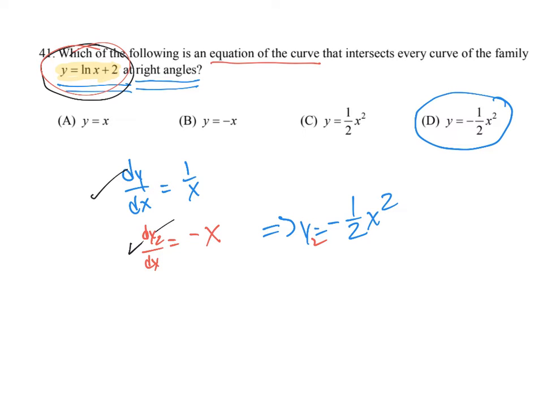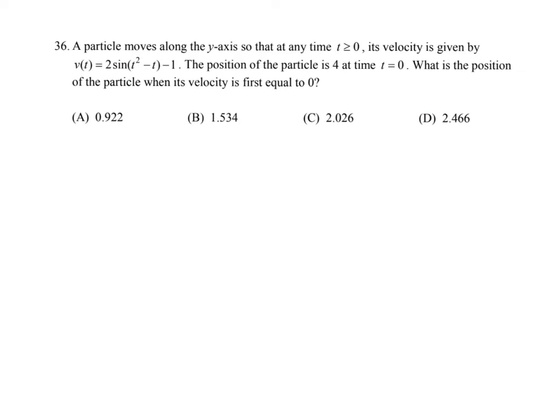Okay, let's move on to the next one. A particle moves along the y-axis so that at any time t greater than or equal to 0, its velocity is given by v of t equals 2 sine of t squared minus t minus 1. The position of the particle at time t equals 0 is 4. What is the position when the velocity is first equal to 0?